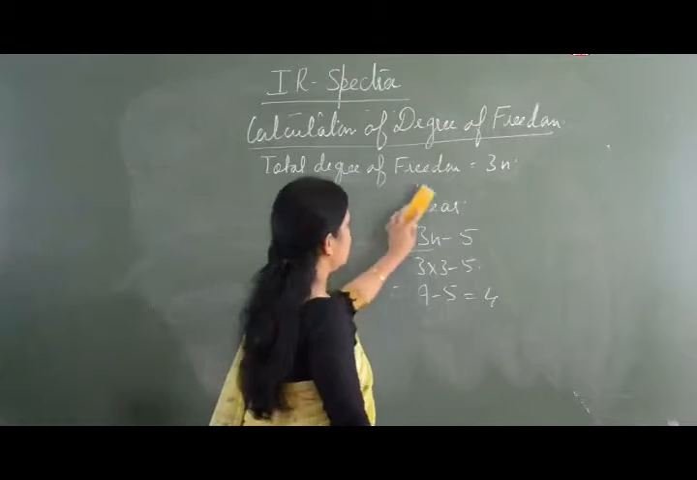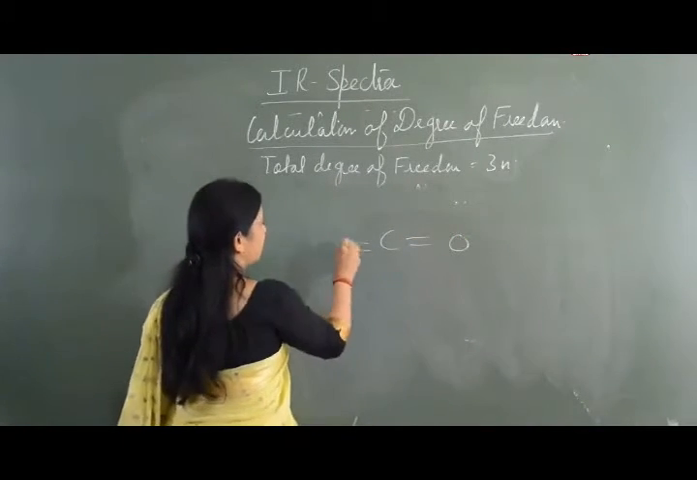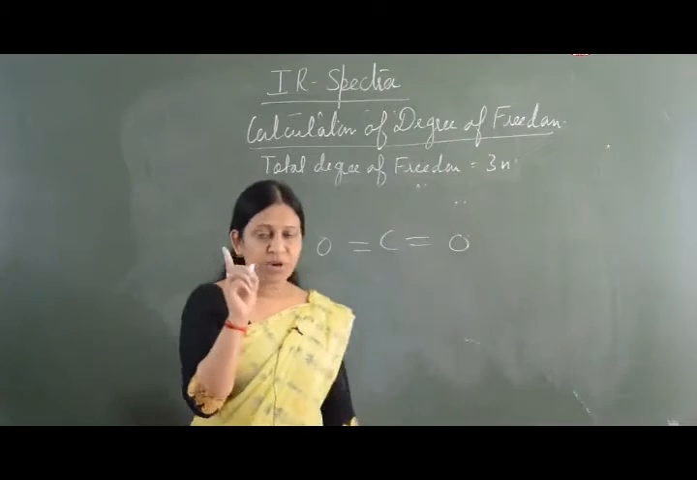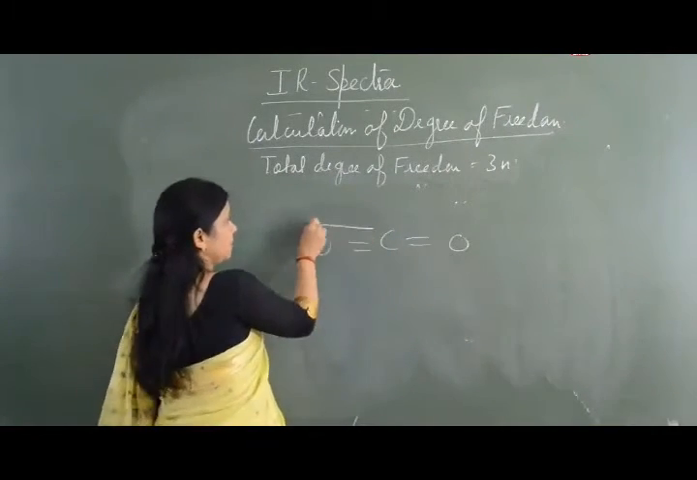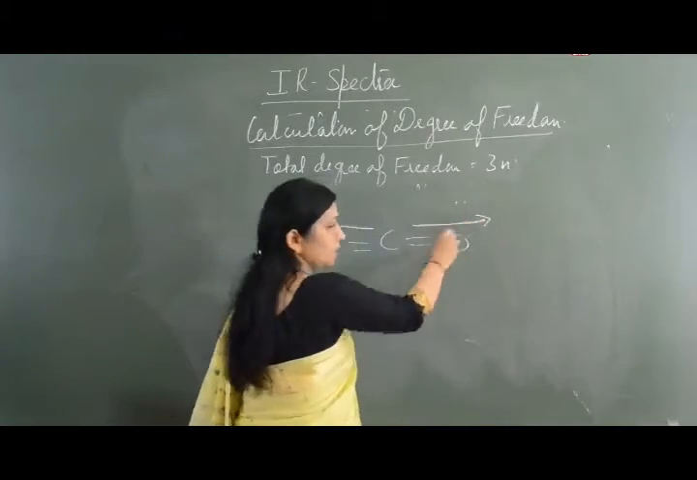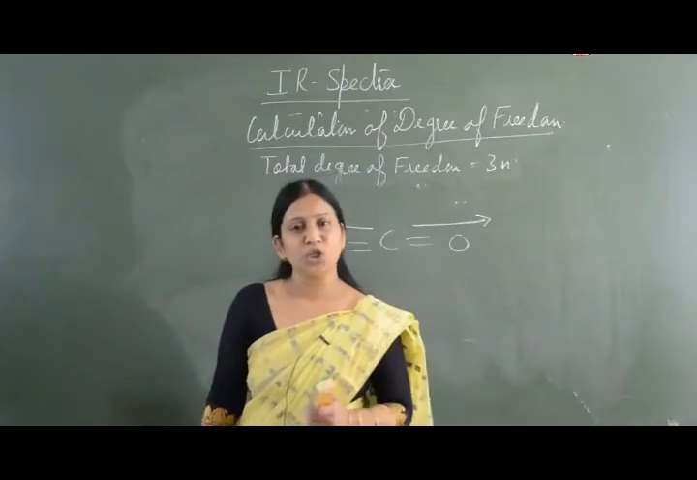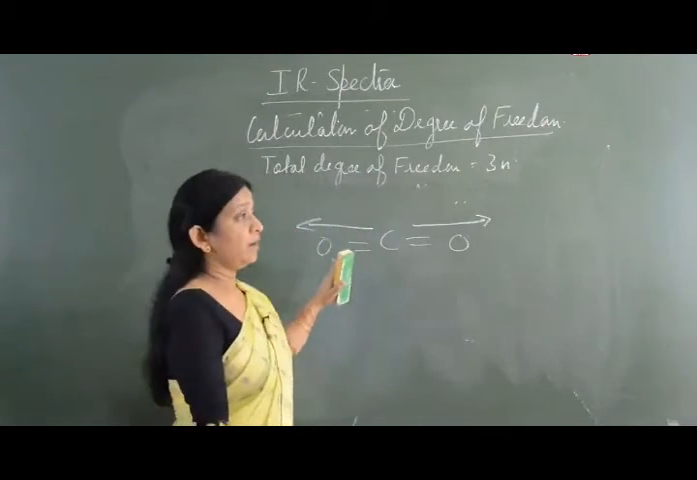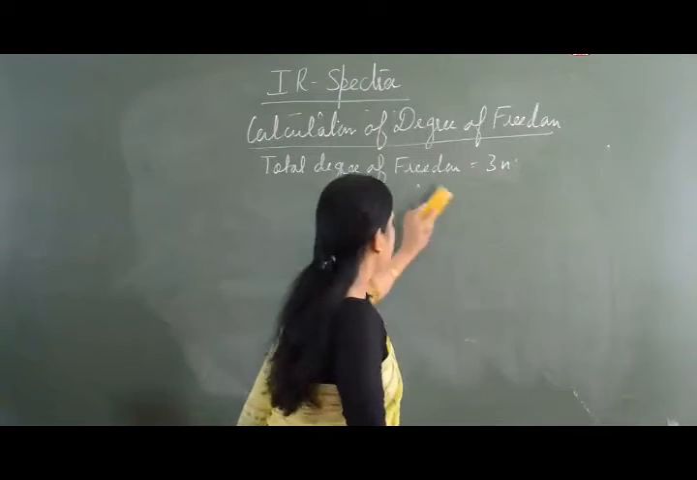Now one thing in case of carbon dioxide, this is the structure of carbon dioxide. One of the vibrations in carbon dioxide is IR inactive, when this is the stretching. When it is pulled in both directions, the resultant dipole moment change will be 0. So here it is IR inactive, otherwise it is an active molecule.